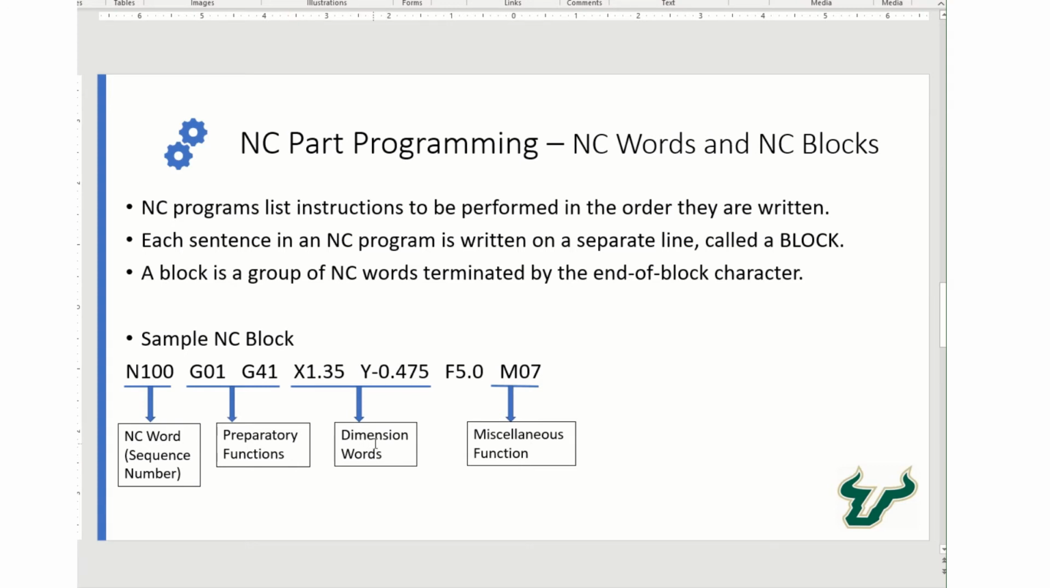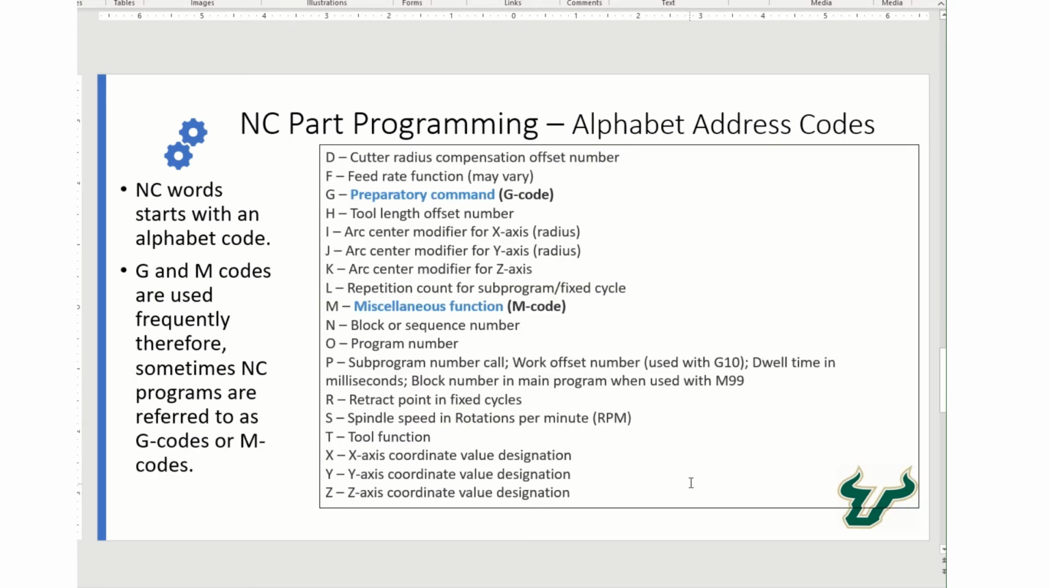And then you have the dimension words, which are basically X and Y, the coordinates. These X and Y commands specify the cutter location, which locates the center point of the bottom face of the end mill, or basically the tip of the drill bit. All right. And then you also have the feed rate, which is indicated as F5.0, and then some of the miscellaneous functions, which are the M codes. So that's a typical example of an NC program block that you can find in CNC machines.